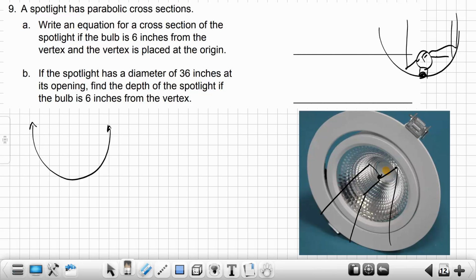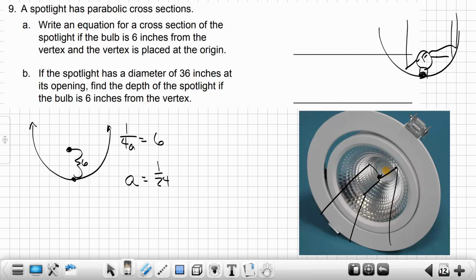They gave us the directrix. They said the bulb, and they gave us it 6 inches away from the vertex. What did they give us? They gave us the 1 over 4a. This is 6. So it's A.